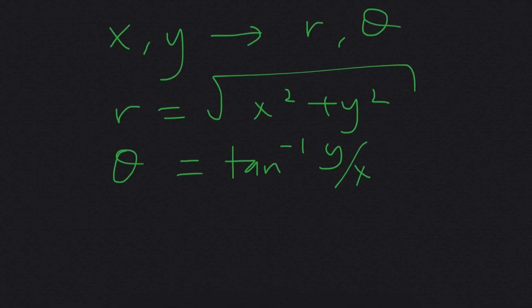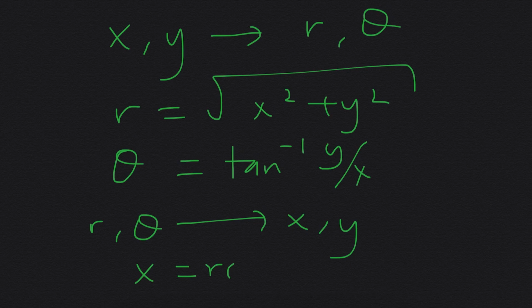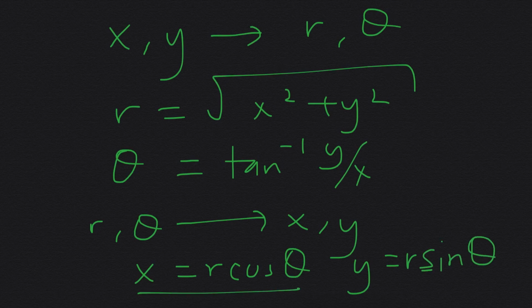Both of these you can easily plug into a calculator. If you're converting from r and theta now to x and y, which might be the case, sometimes you might get quantities in terms of the angle and the magnitude instead of just getting x and y coordinates. In that case, you can write x is equal to r cosine of theta, and y is equal to r sine of theta, okay?